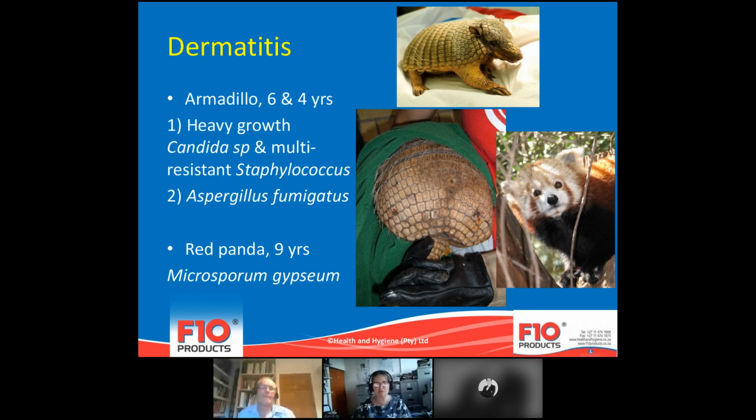Ringworm we don't see very often. I have had one case in a red panda. This was at Joburg Zoo. We cultured a Microsporum gypseum, which was resistant to quite a few antifungals.